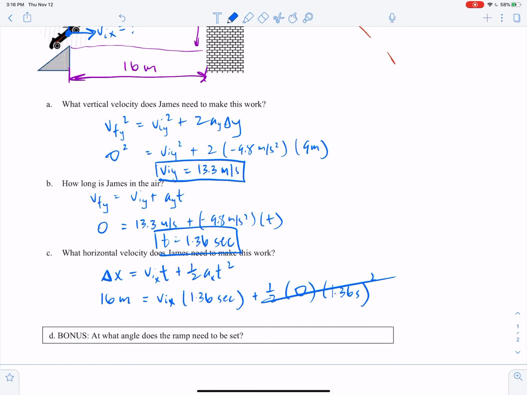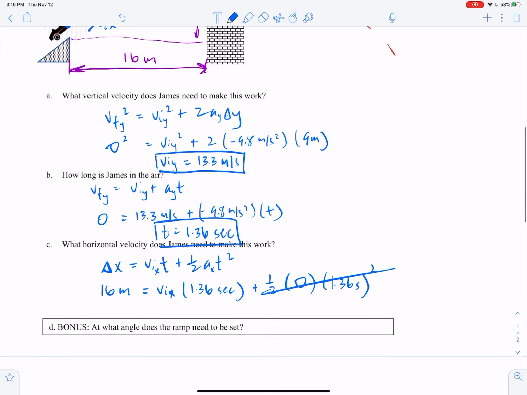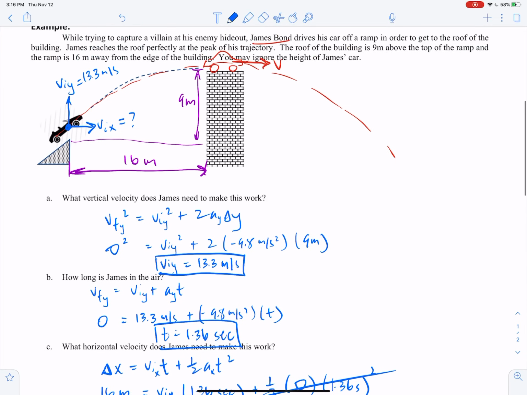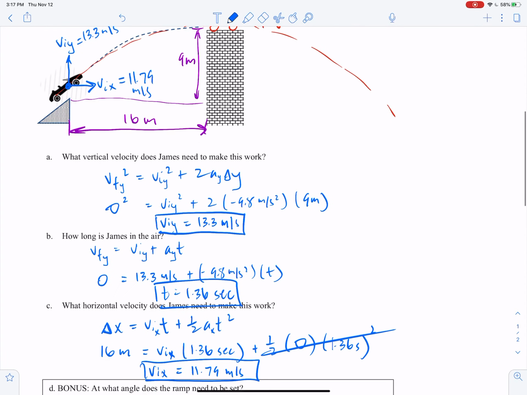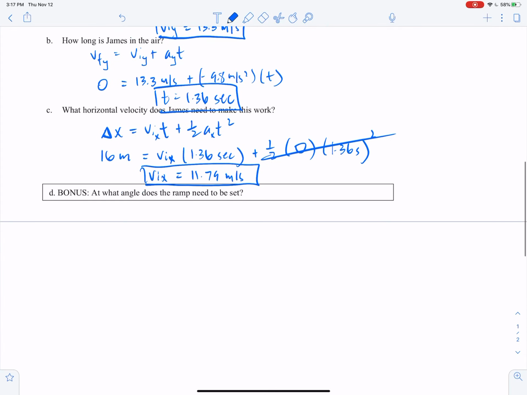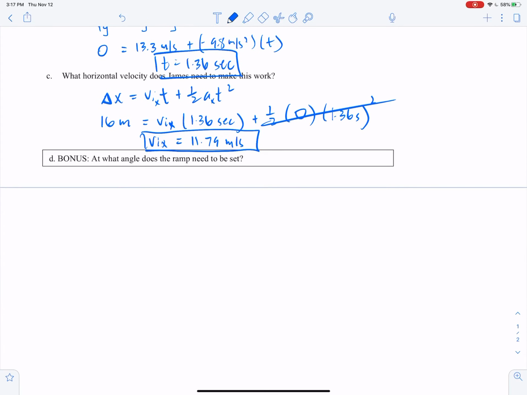16 meters divided by 1.36 seconds tells me that off the ramp, he's got to move at 11.79 meters per second in the horizontal direction. Okay, so I'm going to include that one here. 11.79 meters per second. Now I've included a bonus question. At what angle does the ramp need to be set, right?